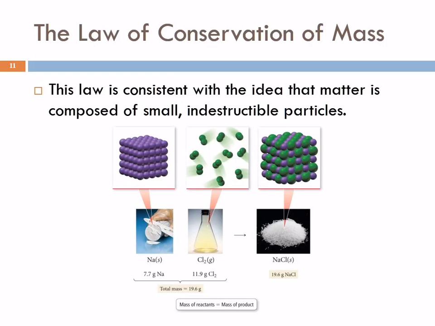And we now understand the reason for this. There are a certain number of sodium atoms in 7.7 grams of sodium, and a particular number of chlorine atoms in 11.9 grams of chlorine. And when you combine them in that ratio, you have the same number of sodium atoms, the same number of chlorine atoms that you had before. And so, of course, they have the same mass. Any questions?